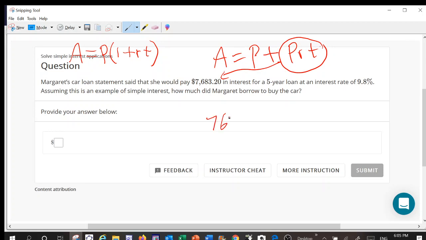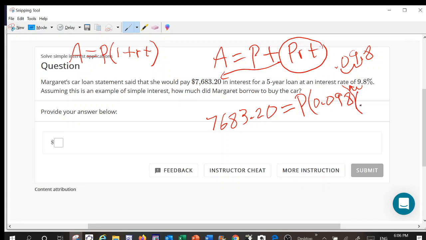So 7683.2 has to equal P, which we don't know, times the interest rate 9.8, move the decimal to the left 2 places, so it would be 0.098, that's 9.8%. And then how many years? 5. So basically what we have here is this number on the left, and then we have P times 5 times 0.098, right? And we can do this with the calculator.